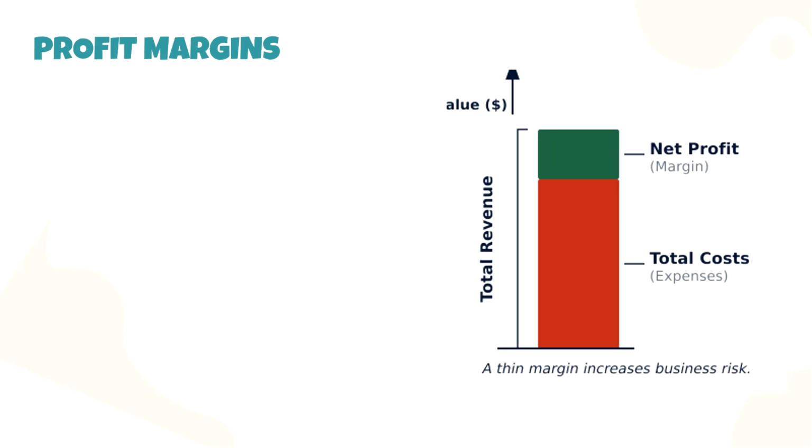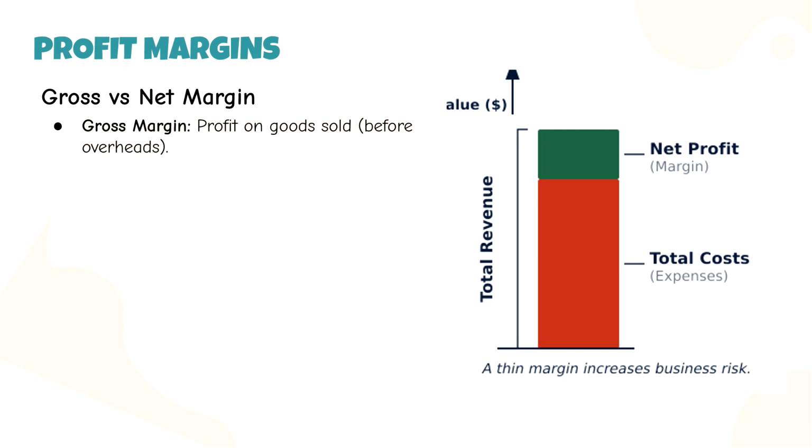Now, let's have a look at profit margins. We are going to look at gross and net margin. What does gross margin mean? Gross margin is the profit that you make on your service or your goods before you take the expenses or the cost away. That is your gross margin. Your net margin is the actual profit after all the expenses have been taken away.